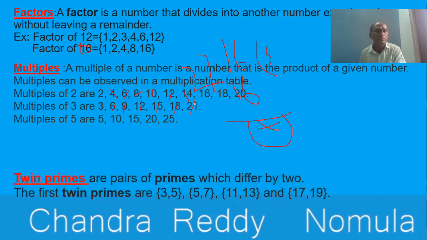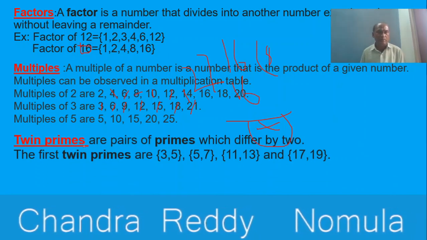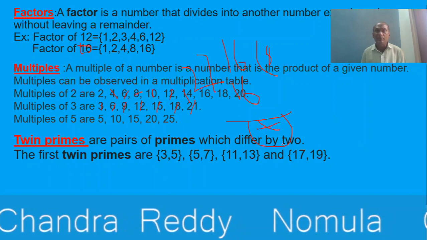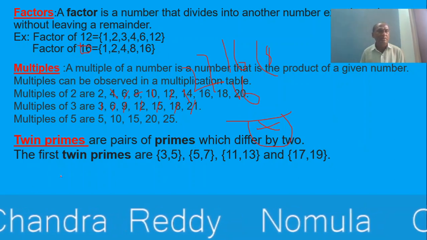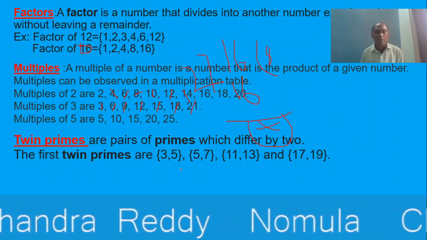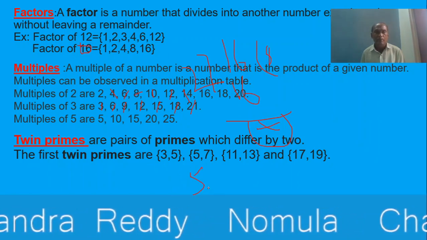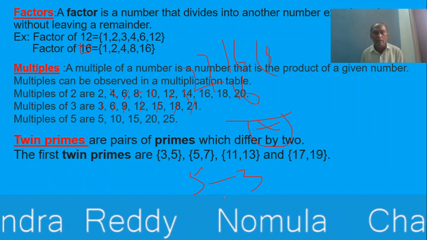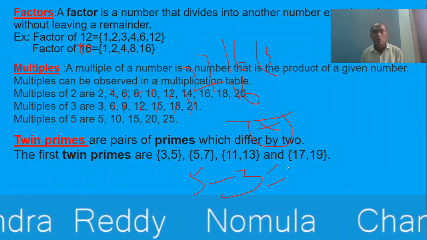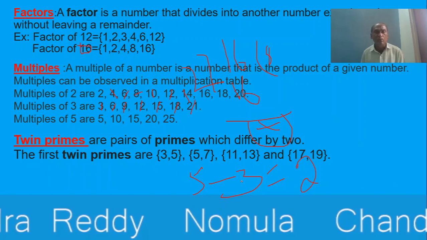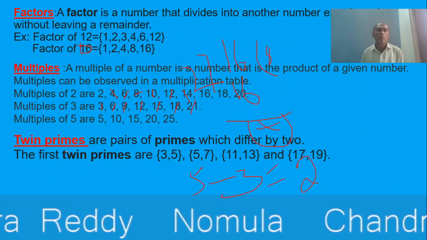Next, twin prime numbers. Twin primes are a pair of primes which differ by 2. The first twin primes are 3, 5. That means 5 minus 3 is equal to 2. Therefore, the difference is 2, so 3, 5 are twin primes.